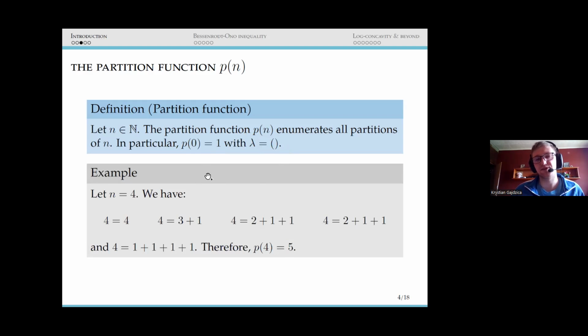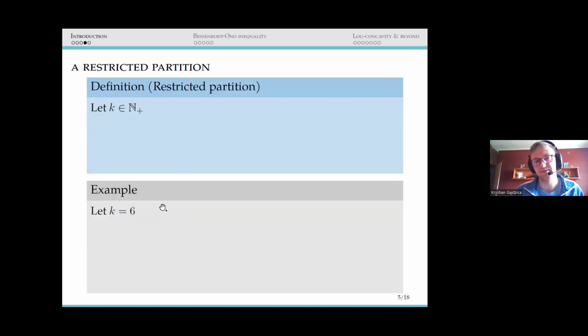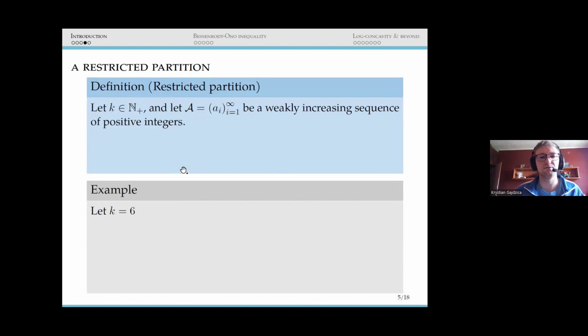Great. However, this is not the main object of my talk today. I wish to talk about the restricted partition function, so we also need a restricted partition. Let us assume that k is a positive integer, for example, let k be equal to 6. Let us also assume that there is a weakly increasing sequence of positive integers, curly a, a sequence of consecutive positive integers such that each positive integer j appears in j distinct colors.